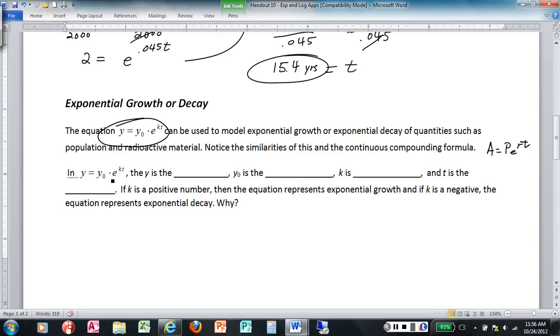So y, in the y equals y0 e to the kt model, the y would be the future amount, right? Just like the A is the future amount over there. So y is the future amount. Y0, the 0 just kind of means at time 0, y0 is the initial amount, like P is what you start with in that formula. Y0, that's the initial amount in this model.